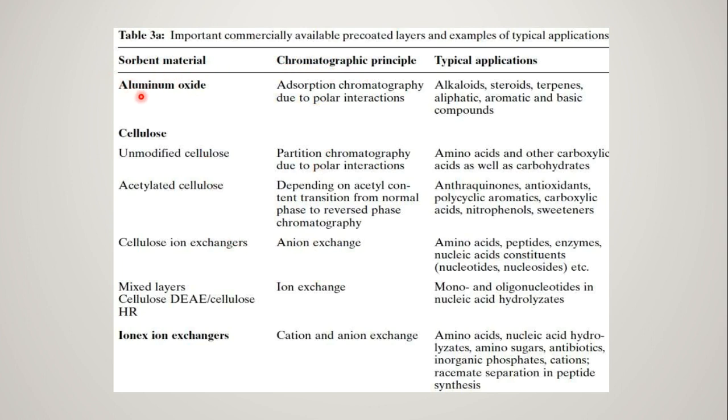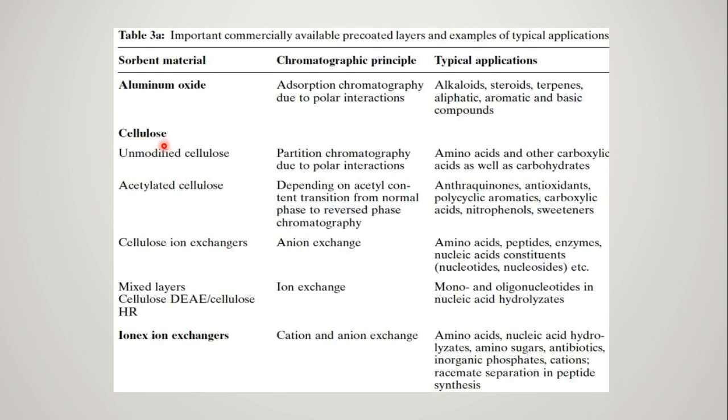Now the sorbent materials. First we see aluminum oxide. Its chromatographic principle, how the separation takes place on it. Actually, adsorption happens when we use aluminum oxide, and this aluminum oxide is a polar substance. So here polar interactions take place, and due to these polar interactions the adsorption from liquid to solid surface happens. Using this stationary phase, alkaloids, steroids, terpenes, aliphatic, aromatic and basic compounds can easily be separated and identified.